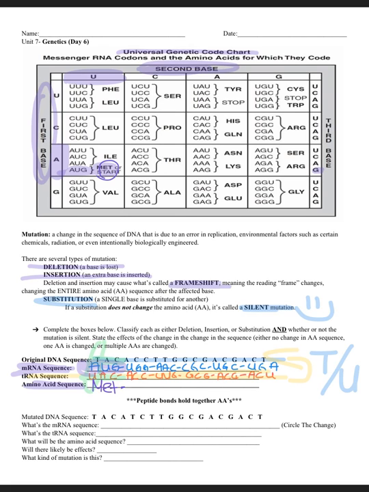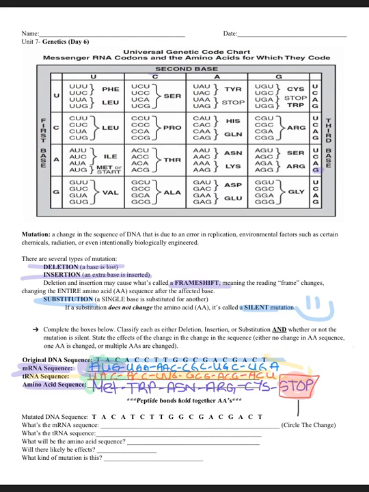Now take this time, pause the video, and complete the amino acid sequence for yourself. The remaining amino acid sequence should be read as follows: TRP, ASN, ARG, CYS, and STOP. The stop lets the ribosome know that it is time to stop. The protein is created. It is completed. That is what the stop codon indicates.